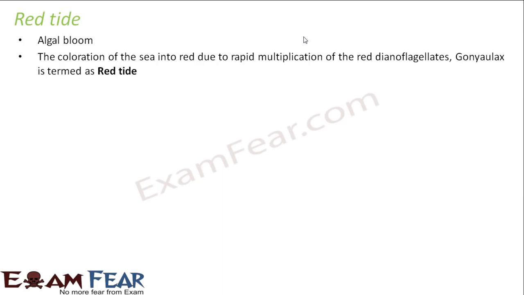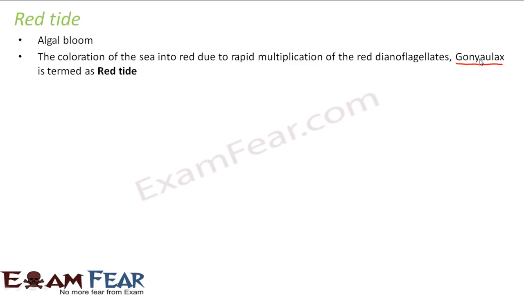What is red tide? It is also a sudden increase in the population of a specific type of algae which makes everything red. The coloration of the sea into red due to rapid multiplication of the red Dinoflagellates, Gonyaulax, is termed as red tide. So this is also an algal bloom, but it is an algal bloom of a specific type of Dinoflagellates which are red in color. Now if the number of the red Dinoflagellates increase so much, what happens? There are too many red colored organisms in the sea. As a result, the water looks red, and that is known as red tide.